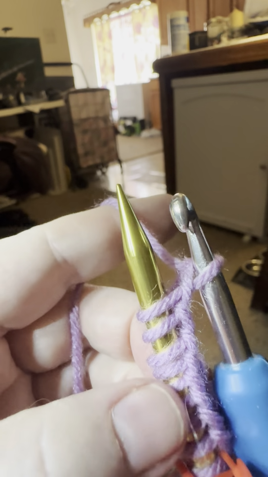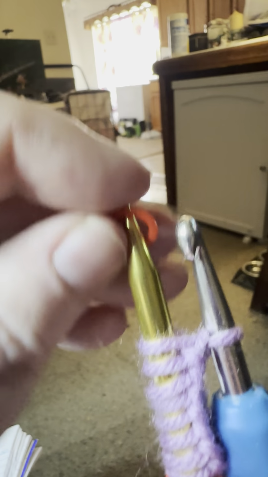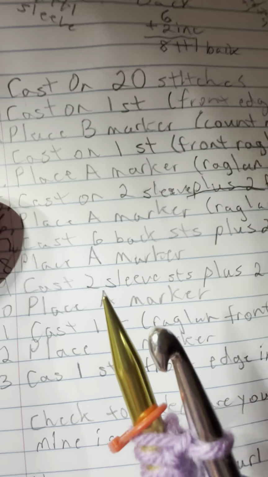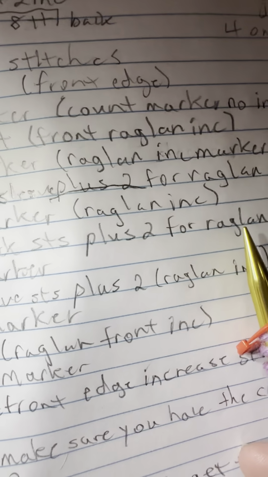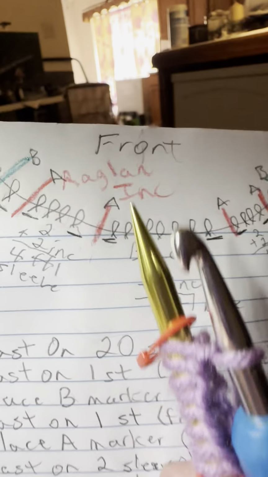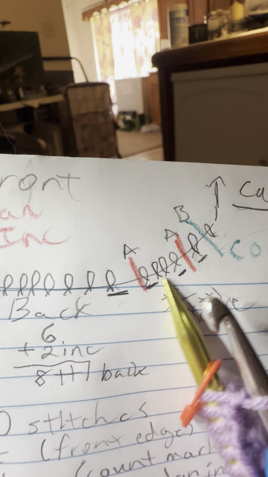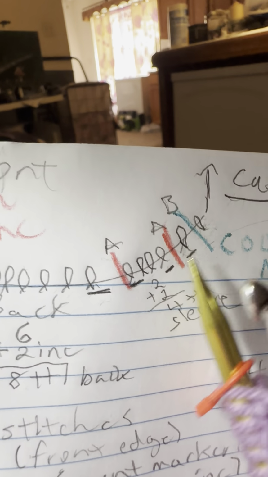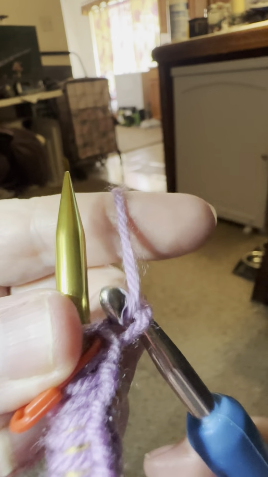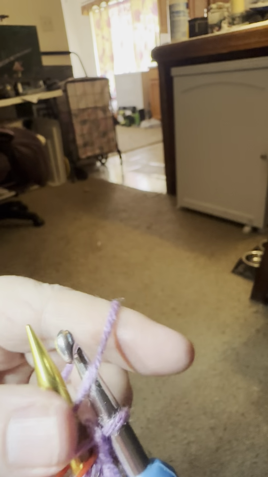Our 6 plus the 2 for the raglan increase, and then we're going to place another red marker. So we have our 6 for the back plus 2, the 8, place a marker. So there's your 8 plus the marker. All we have left now is the 4 for the shoulder, 1 and 1, okay? So we're going to do 4 for the shoulder, which is 2 plus the 2. The 2 shoulder plus the 2 raglan increases. So 1, 2.